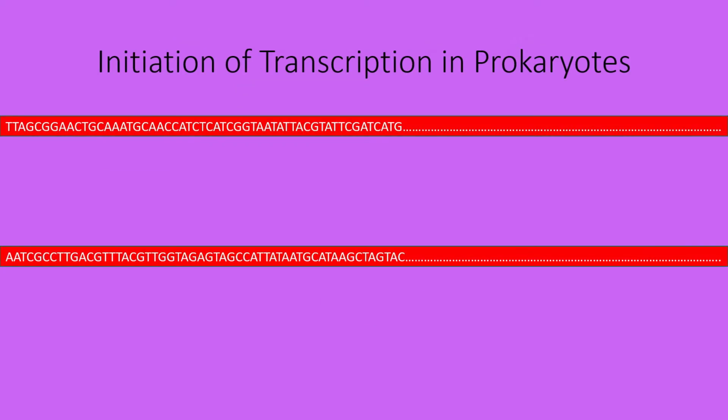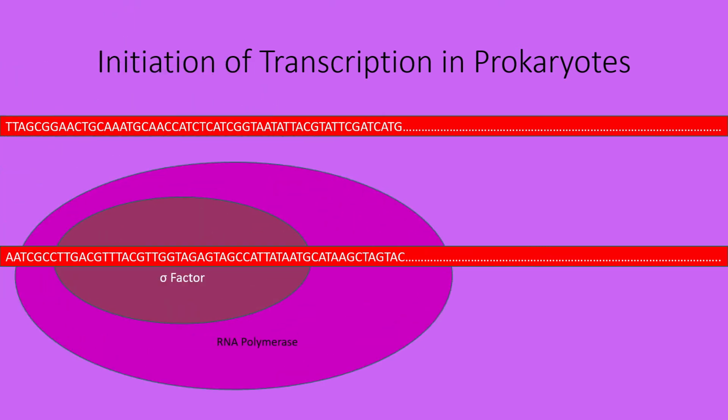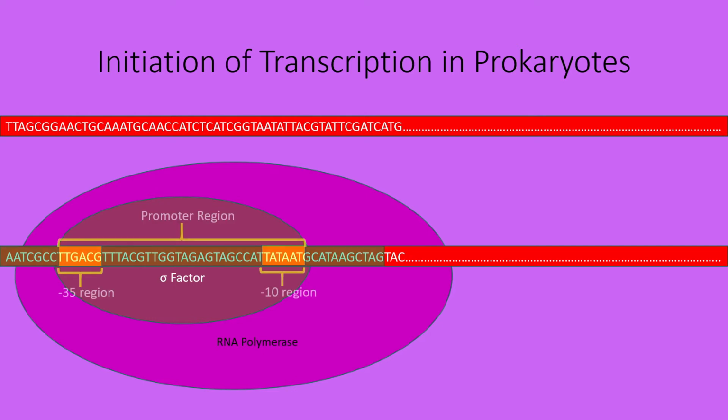Since prokaryotes don't have a nucleus, transcription and translation can occur simultaneously. RNA polymerase is made of 5 subunits, but one I will emphasize is the sigma factor because it starts the process of transcription in prokaryotes. To begin initiation, a promoter region must be identified. This is where RNA polymerase binds to the template DNA.